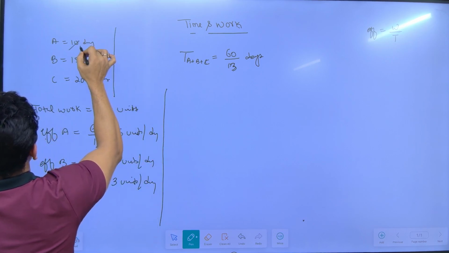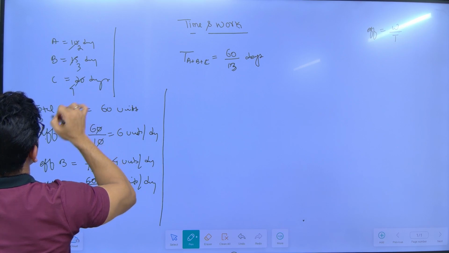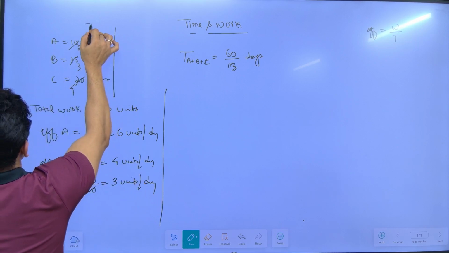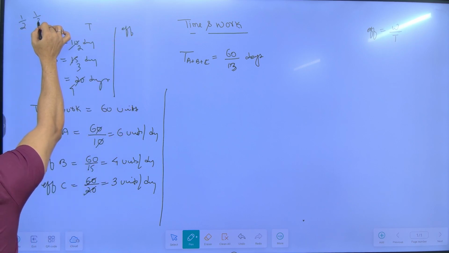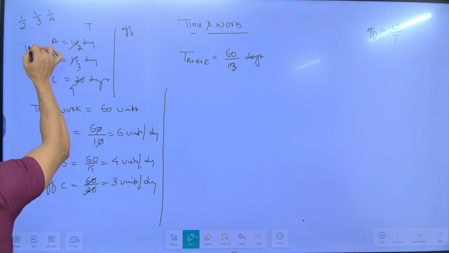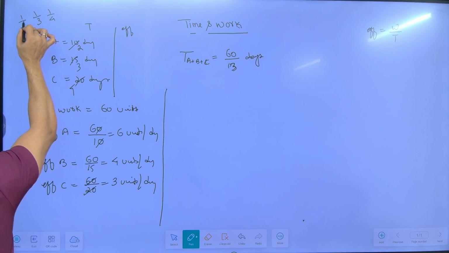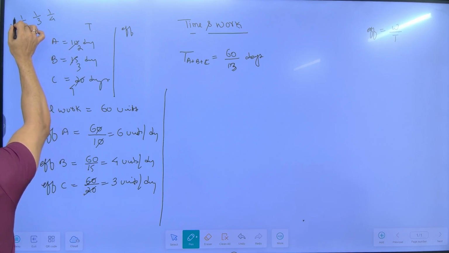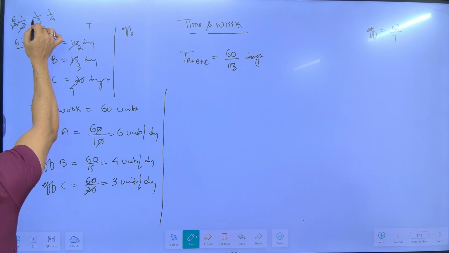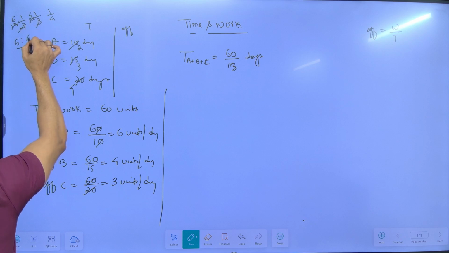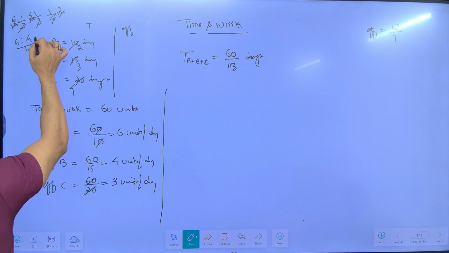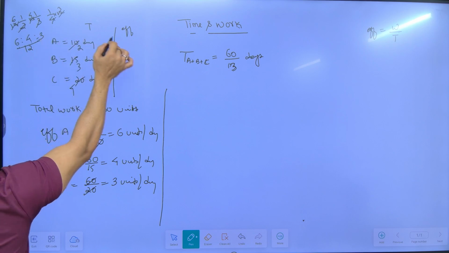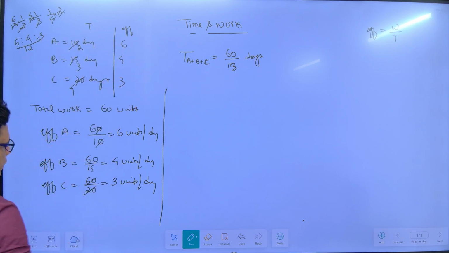See, first, can you cancel it? 5 2s are 10, 5 3s are 15, 5 4s are 20, right? Efficiency is inversely proportional to time. Inversely means I have to take 1 by 2, 1 by 3 or 1 by 4. So what is the LCM of 2, 3, 4? 12, right? Multiply this with 12, so 6. Multiply this with 12, so 4. Multiply this with 12, so 3. So your efficiency will be 6 is to 4 is to 3.